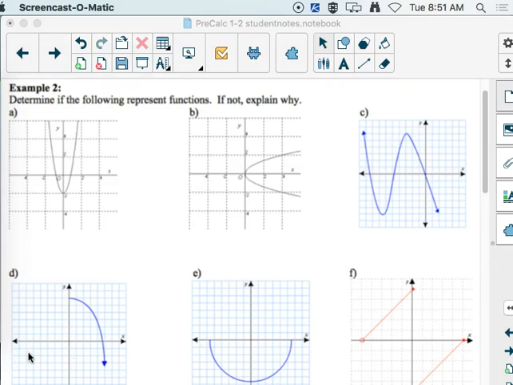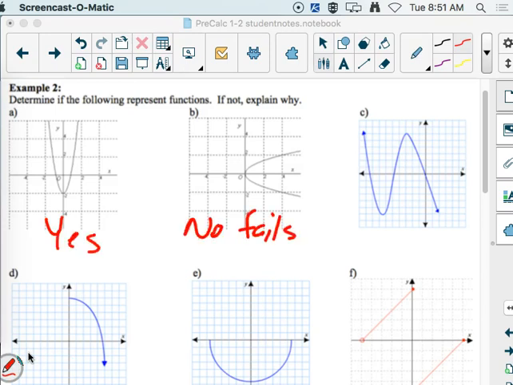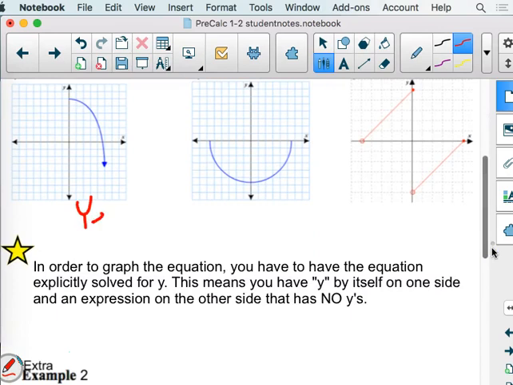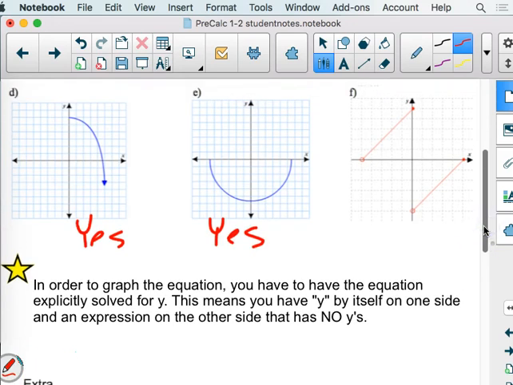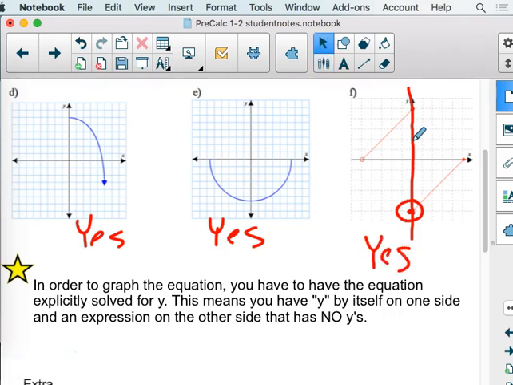Which one's no? B. Yes. No. Yes. Yes. Yes. Then the controversial one, because this is an open dot. Remember, open dots are just to help us when we put our boundary lines on something. It's not included in the actual solution. So if you draw your vertical line right there, this point is hit, but this isn't because it was an open dot at that point. So this is a yes. You have to look really, really close, but it is.